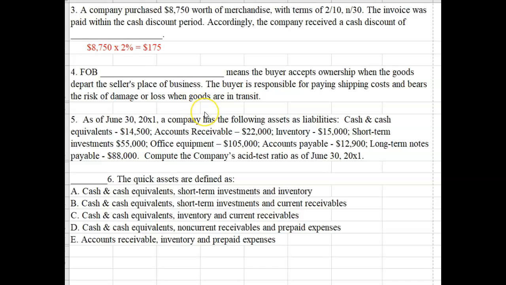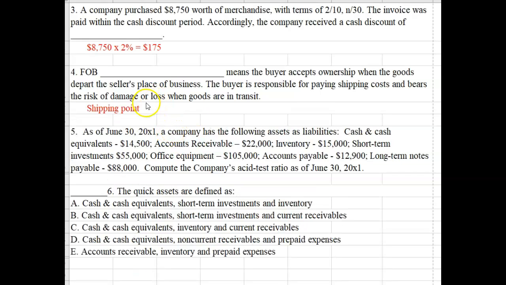Using the terminology provided in your textbook, FOB what means the buyer accepts ownership when the goods depart the seller's place of business. The buyer is responsible for paying the shipping costs and bears risk of damage or risk of loss when the goods are in transit. That would be FOB shipping point.